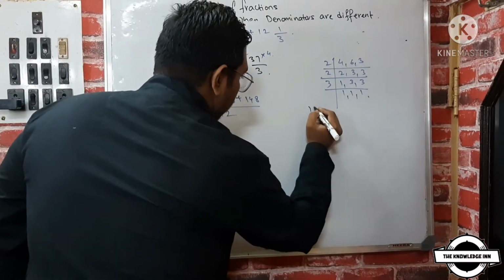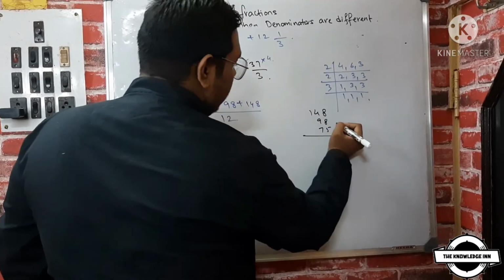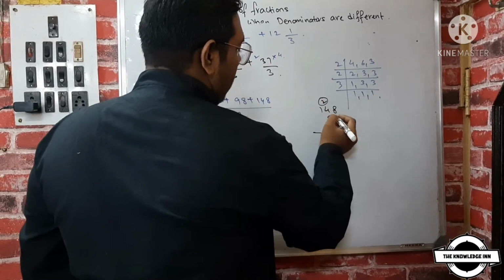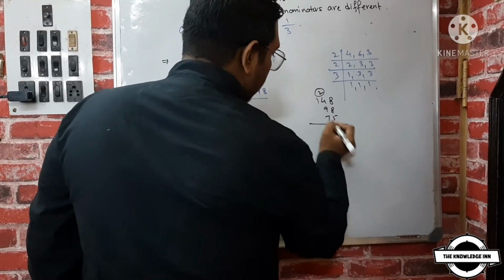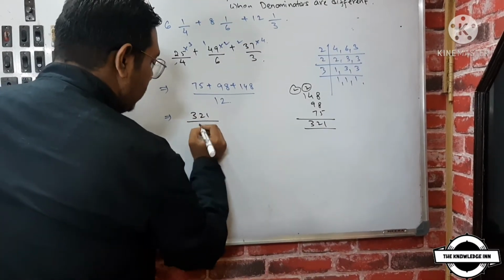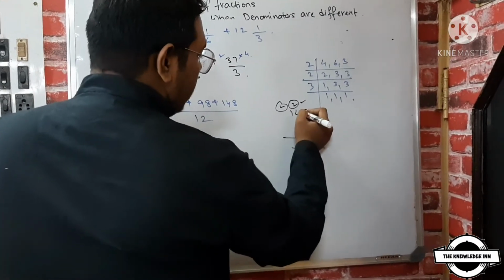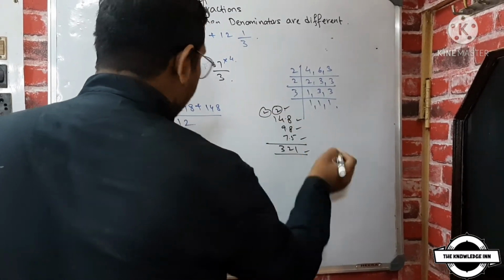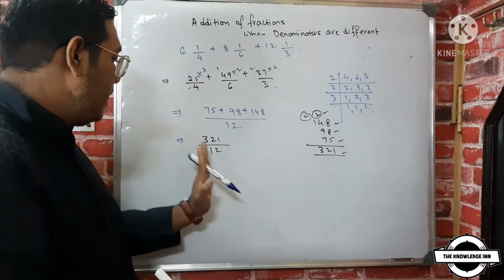To make it simpler, just do the calculation like this: 148 plus 98 plus 75. 8 plus 8 is 16, 16 plus 5 is 21. Let's recorrect it. 8 plus 8 is 16, 16 plus 5 is 21, carry 2. 9 plus 4 is 13, 13 plus 1 is 14, 15. 15 plus 7 is 22, carry 2, 2 plus 1 is 3. Yes. So 321 by 12 is your current fraction.